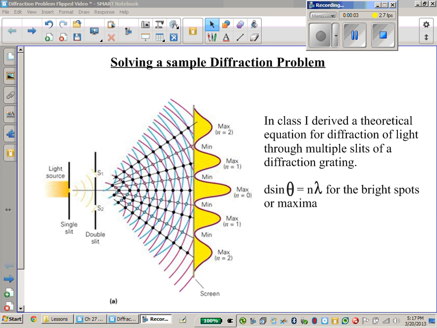Okay, I want to take a minute to go through a specific problem for you guys. On Friday, as I told you, I'm not going to be in class, so I wanted to make sure you are able to do a typical diffraction problem.